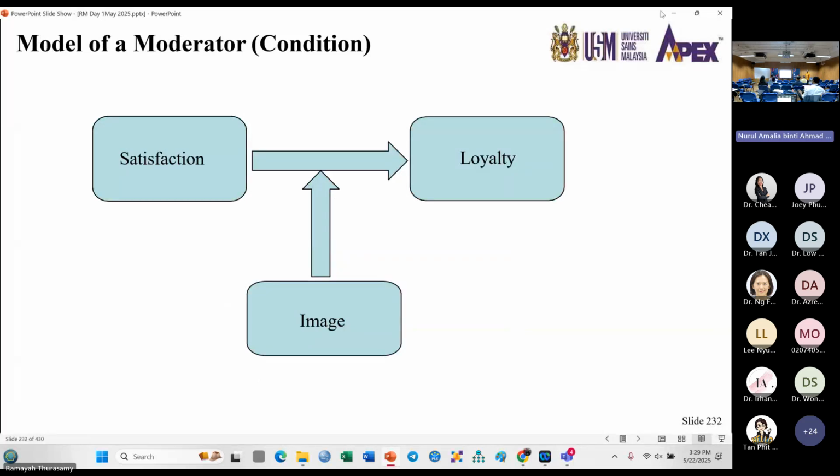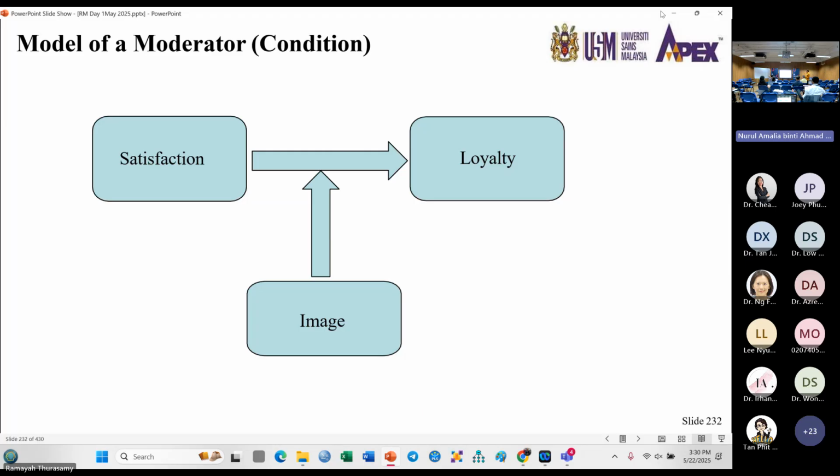Okay, after you draw the model, when you write your hypothesis, many people write "satisfaction to loyalty is moderated by image." How many of you do that? Repeat that? Satisfaction to loyalty is moderated by image. Your drawing is already telling me that. You're not telling me anything else, right? You should not write like that. You have to explain how the moderator changes the relationship.